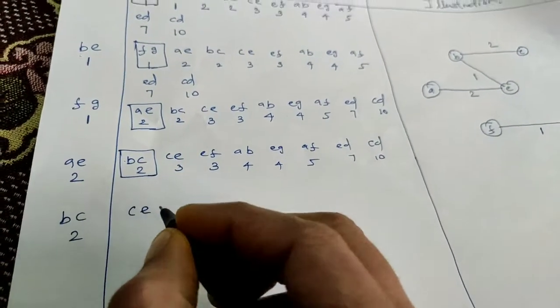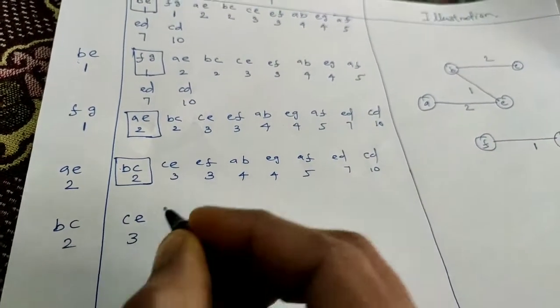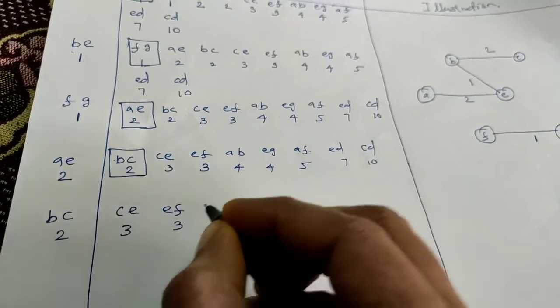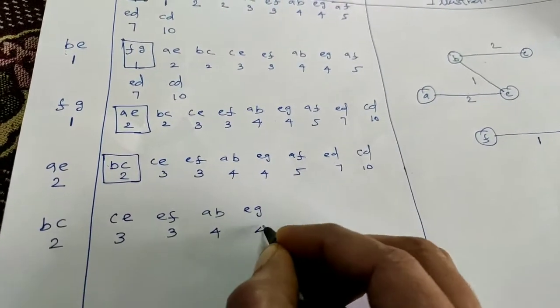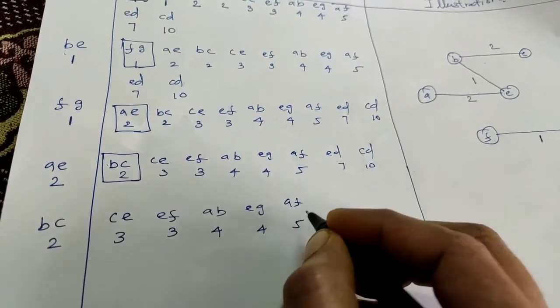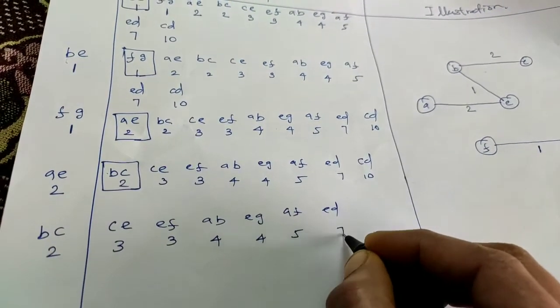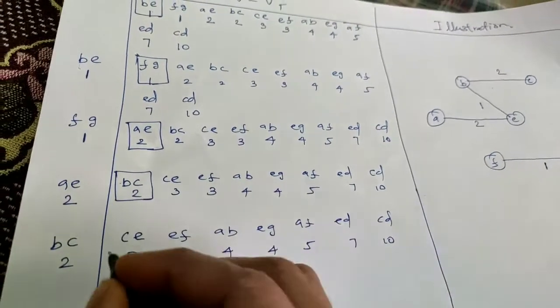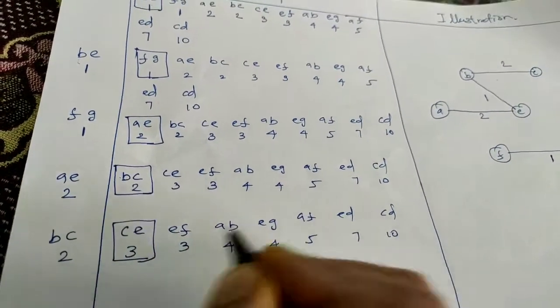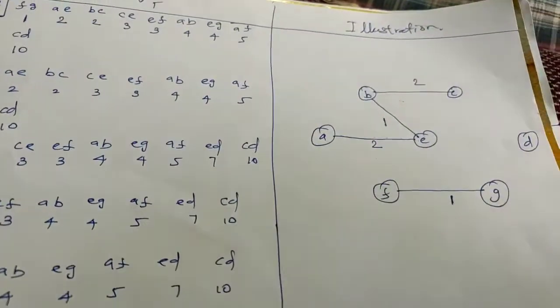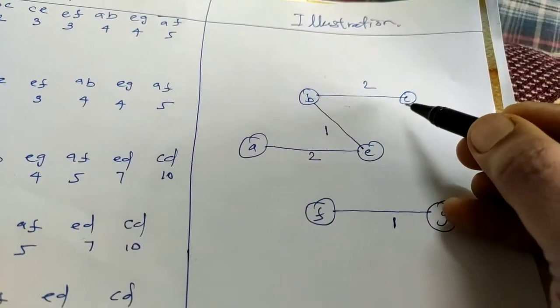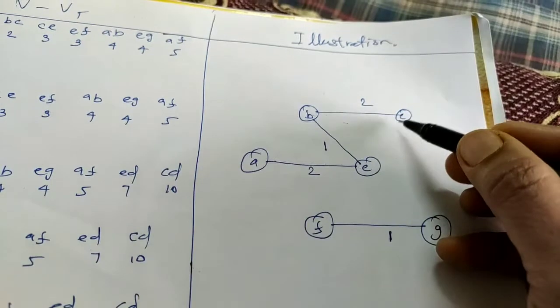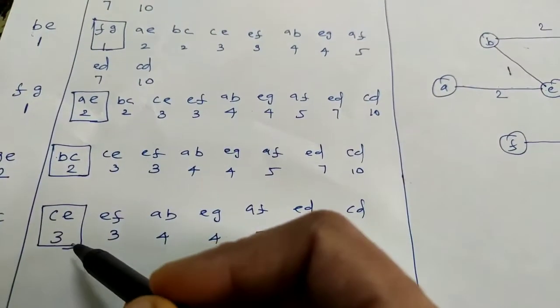Write down remaining vertices: CE with 3, EF with 3, AB with 4, EG with 4, AF with 5, ED with 7, CD with 10. So select the next edge, that is CE with 3. CE is the next stage to be processed as per the order.